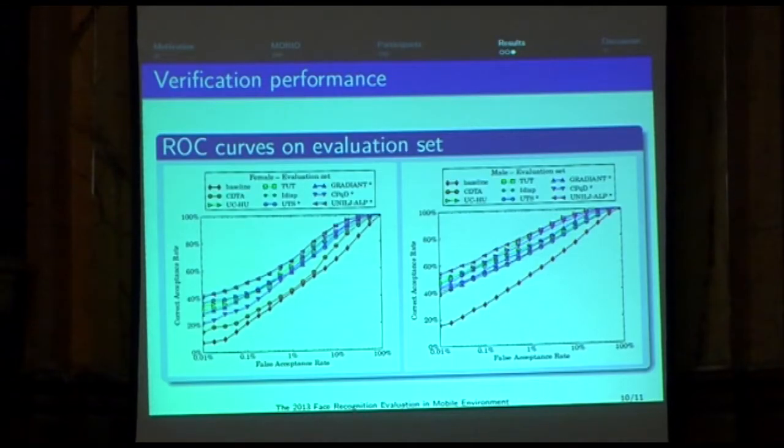And we also show the ROC curves to see that, for example, in the female, which is on the left, the UniAlp system, the F4 system, performs best in most cases, but for very low false acceptance rates, there is the EDAP system, which is comparable at least. And for higher false acceptance rates, there are some other algorithms like the S2 system. And on the male evaluation set, the results are similar.